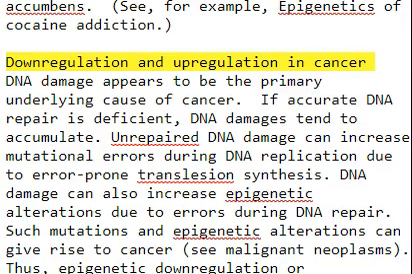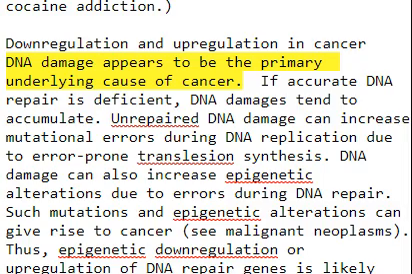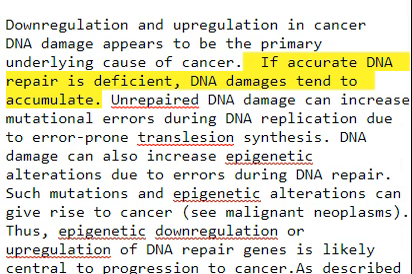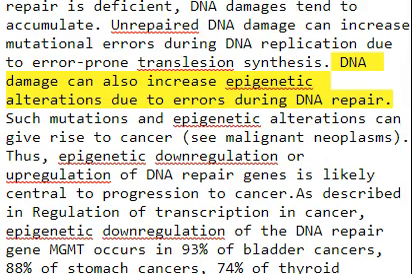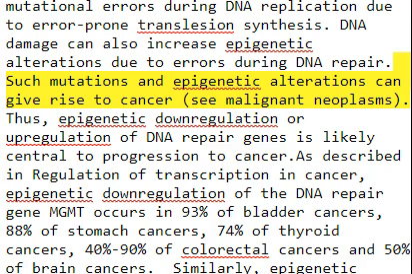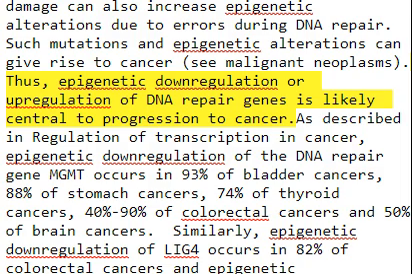Downregulation and upregulation in cancer. DNA damage appears to be the primary underlying cause of cancer. If accurate DNA repair is deficient, DNA damages tend to accumulate. Unrepaired DNA damage can increase mutational errors during DNA replication due to error-prone translesion synthesis. DNA damage can also increase epigenetic alterations due to errors during DNA repair. Such mutations and epigenetic alterations can give rise to cancer, see malignant neoplasms. Thus, epigenetic downregulation or upregulation of DNA repair genes is likely central to progression to cancer.